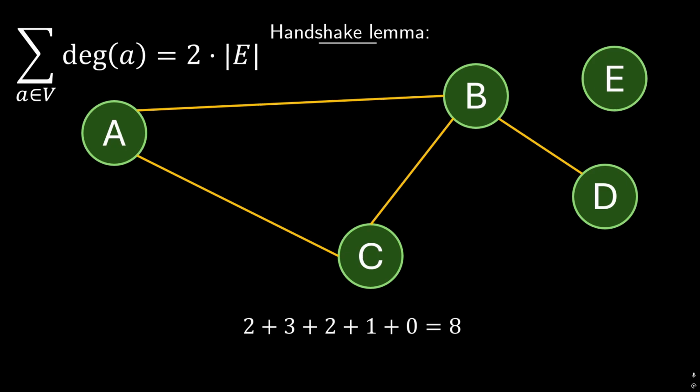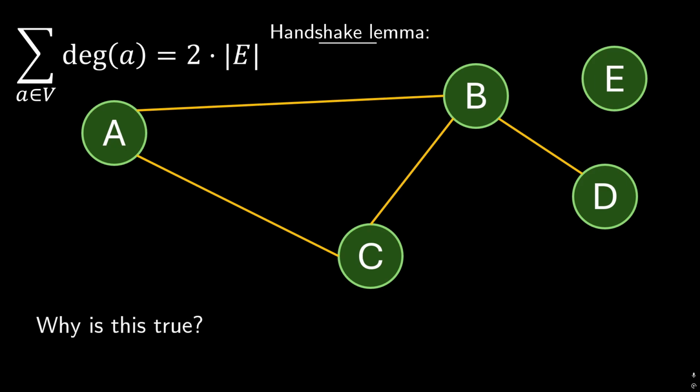But hey, 8 actually is 2 times 4, so it's actually 2 times the number of edges, which might be a bit surprising, right? So why is this true? Okay, so here's an idea.